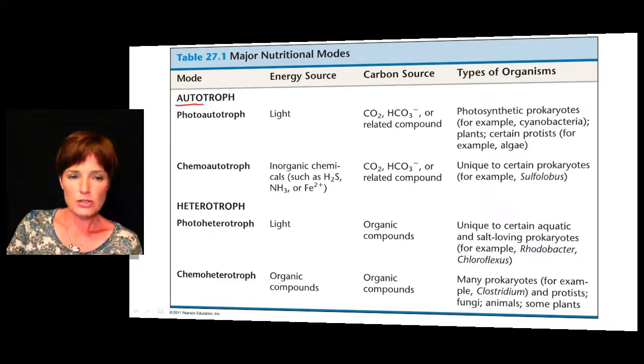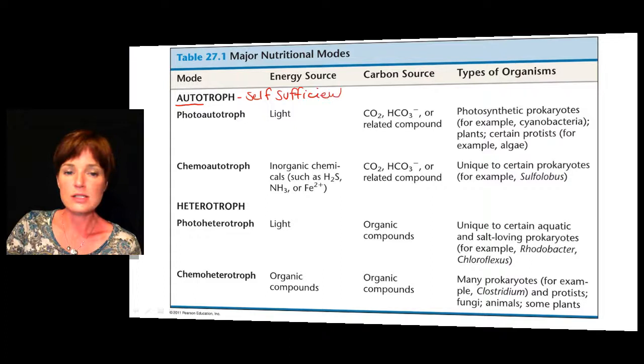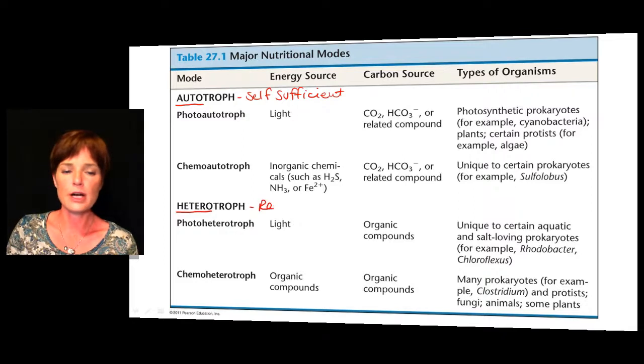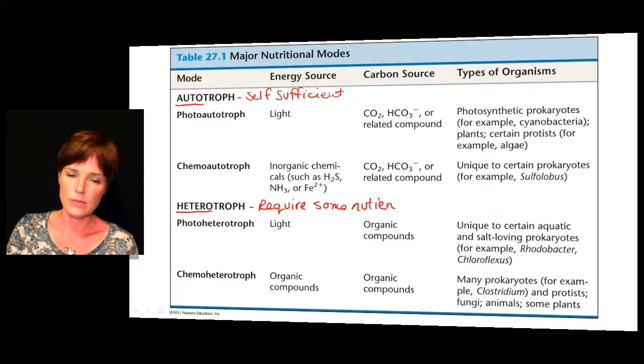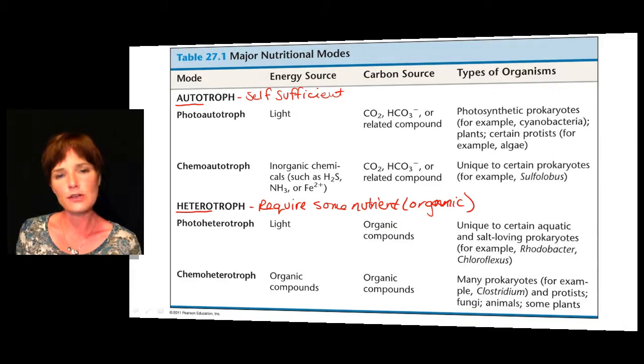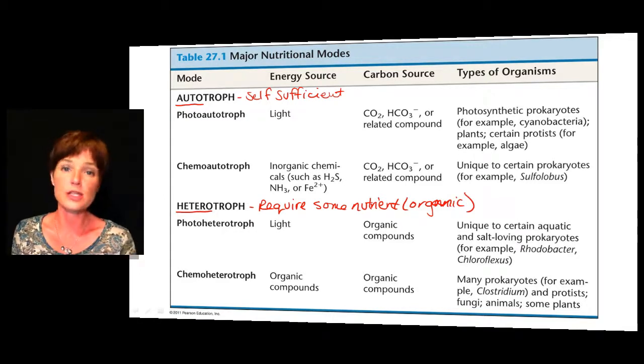We have what are called autotrophs, and these are the ones that are self-sufficient. So they don't require outside nutrients in order to survive. And then we also have what's called heterotrophs. And heterotrophs require some organic nutrient. So if we look and talk first about the autotrophs and the most common autotroph examples.